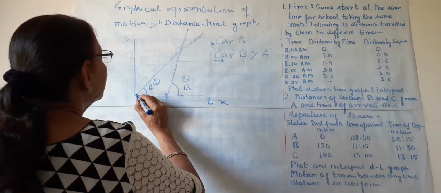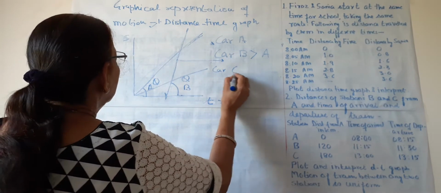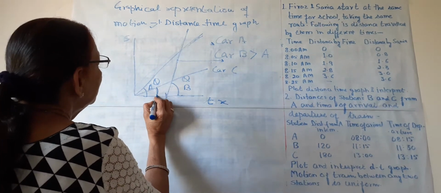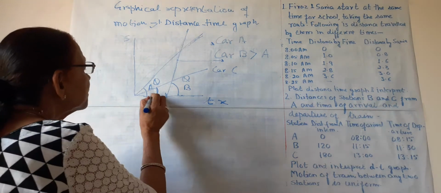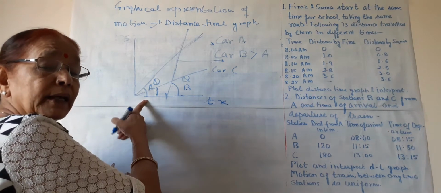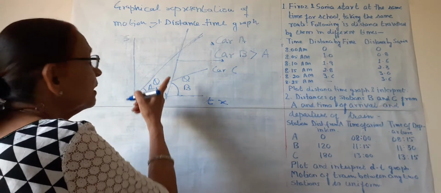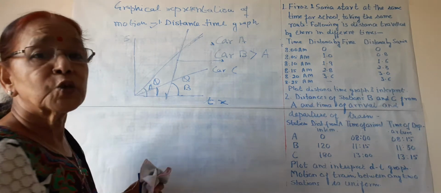Suppose a third car is also there. A third car C is also moving. Then this is the angle of C. It is the smallest angle, even lesser than A. So it is running the least. Out of all these three, car C is the slowest.